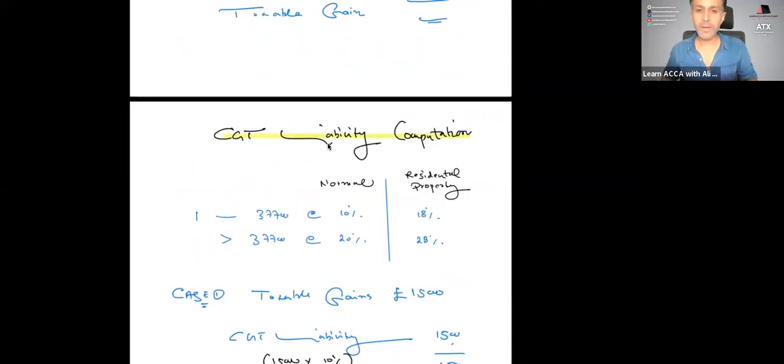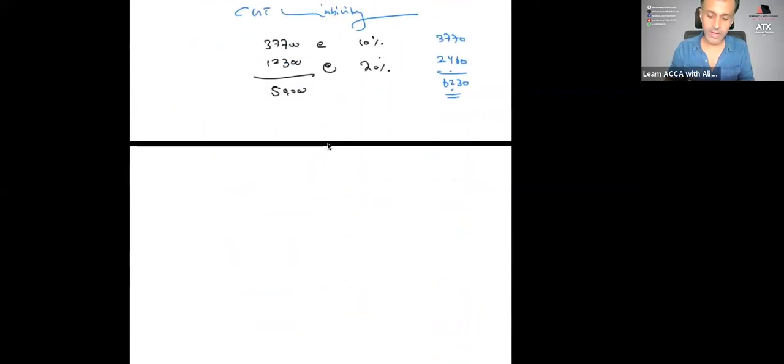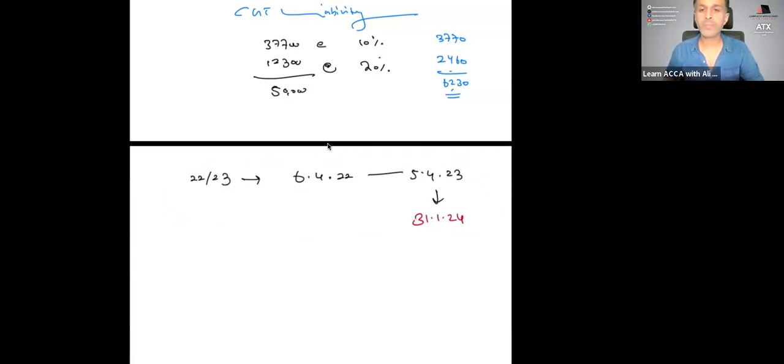By when does the tax need to be paid? If I'm in tax year 22-23, the deadline to pay the tax is 31st of January following the end of the tax year, which means it has to be by 31st of January 2024. The tax year starts on 6th of April and ends on 5th of April. 31st of January following the end of the tax year.